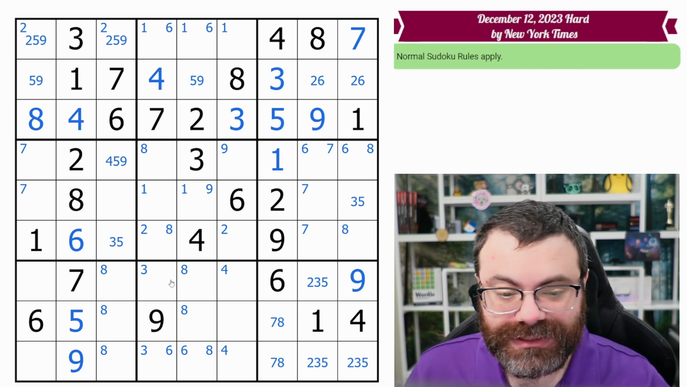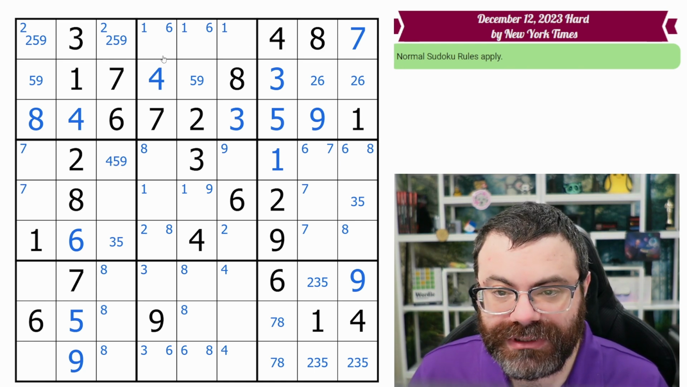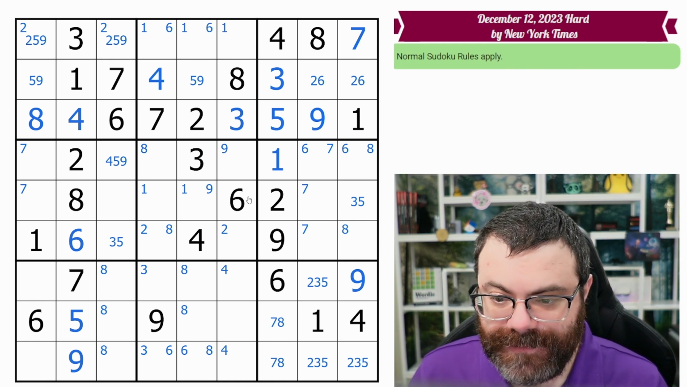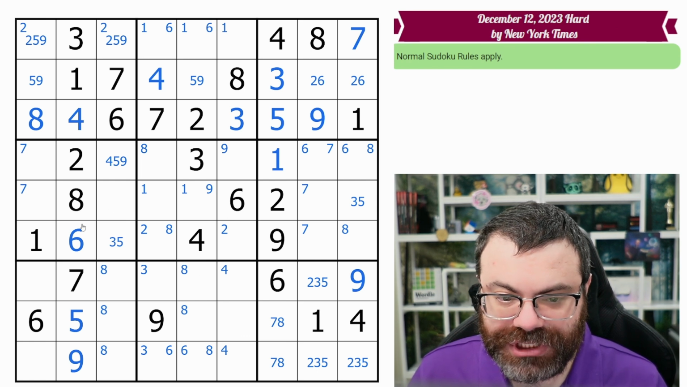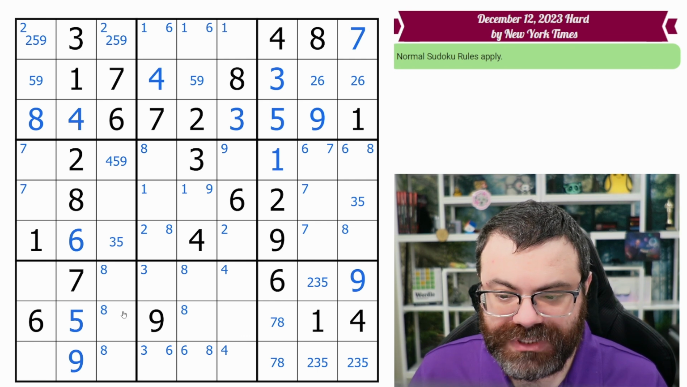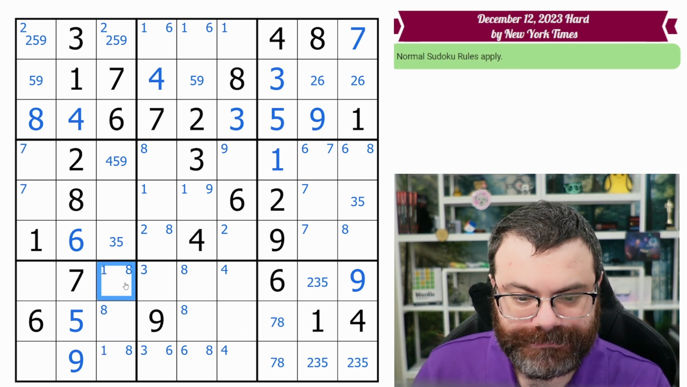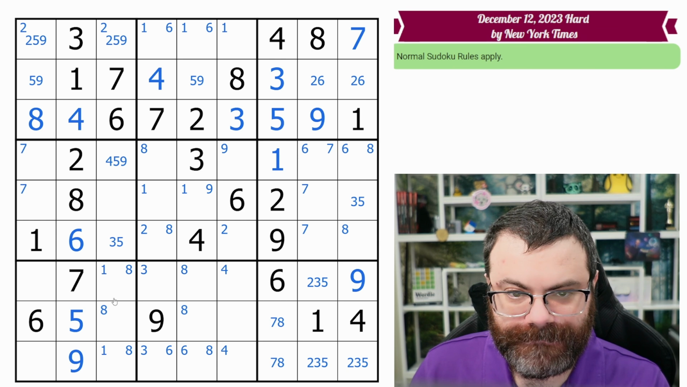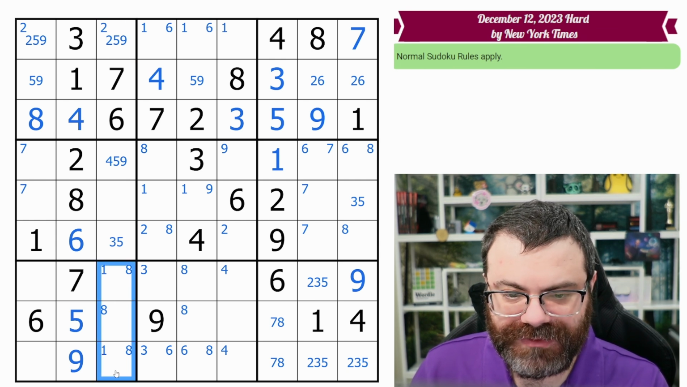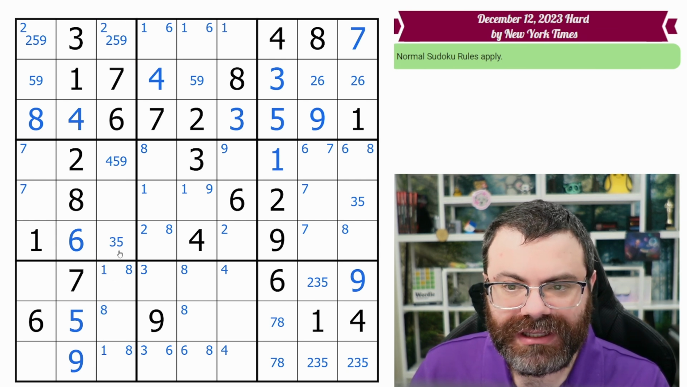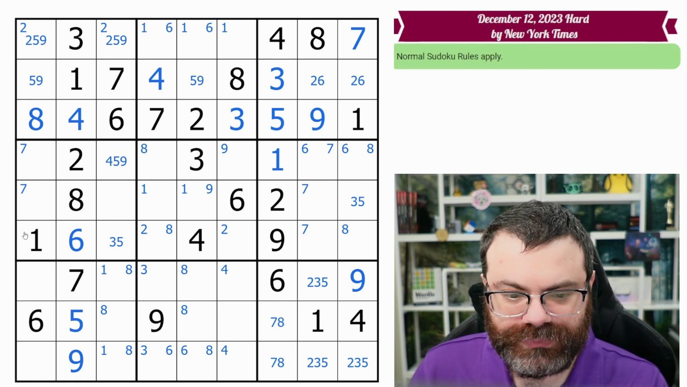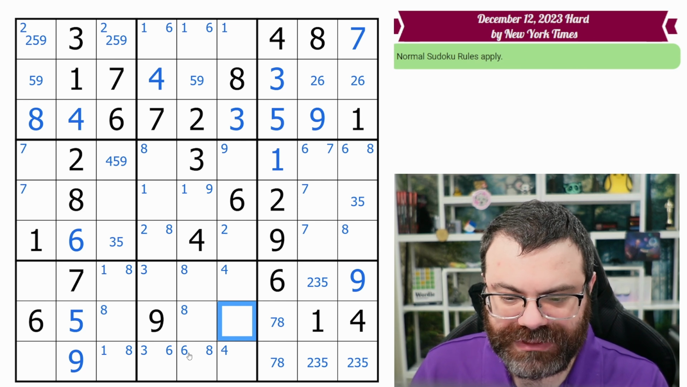Okay, so now we need to look for restricted cells, unless there's some geometry I missed. 1, 2, 8. We do need a 1 in one of these two. I missed that. 2 can be up here, otherwise it would be forced down here. That's kind of interesting. Okay, this cell's avoiding the 3, 4, 6, 8.